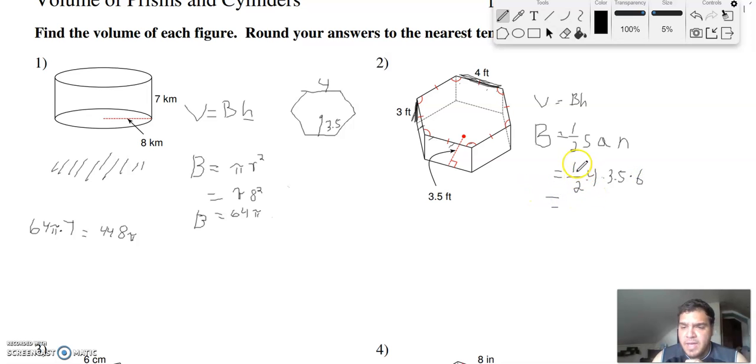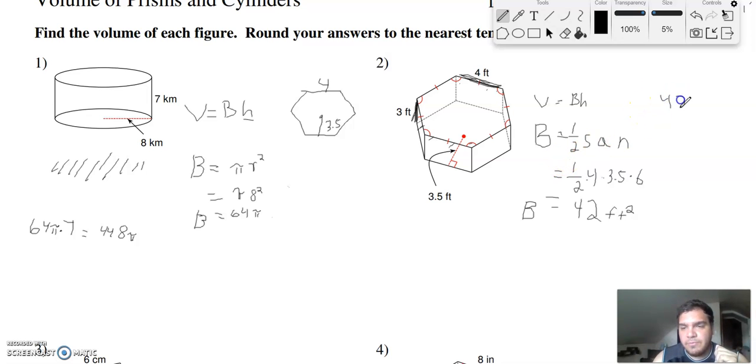So we do the math. A half of 4 is 2. 2 times 6 is 12. 12 times 3.5 is 42. So the base is 42, in this case feet squared. That's an area. Don't sweat the units. So the base is 42 feet squared, and we found our B. I always find the B first.